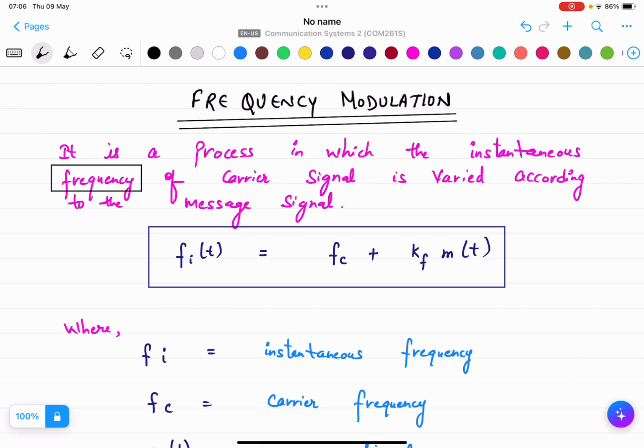And the third thing will be phase modulation. When we discuss phase modulation, that means the phase of the carrier signal is varied according to the message signal. So we can write the equation for the frequency modulation. So f_i(t) equals f_c plus k_f m(t). Okay, let us say this is equation number 1, right?